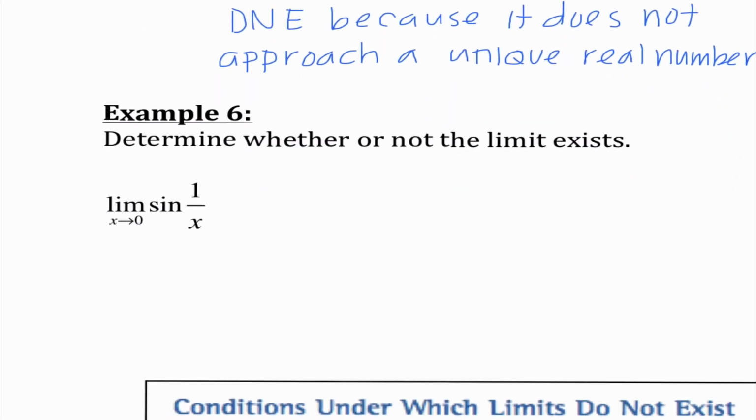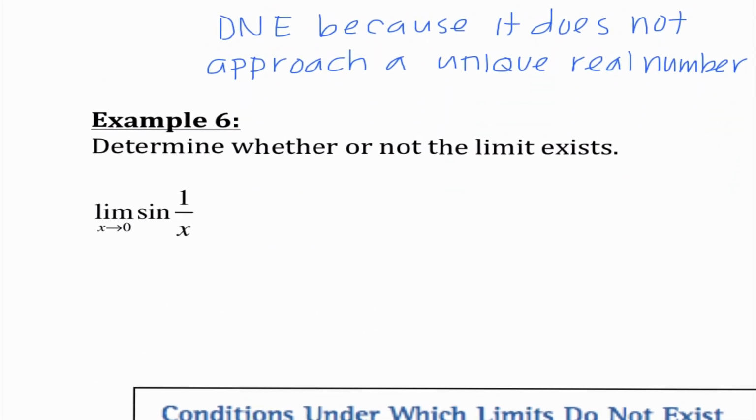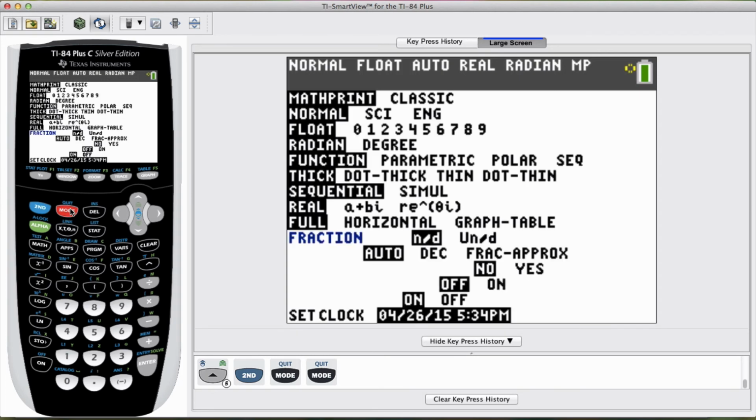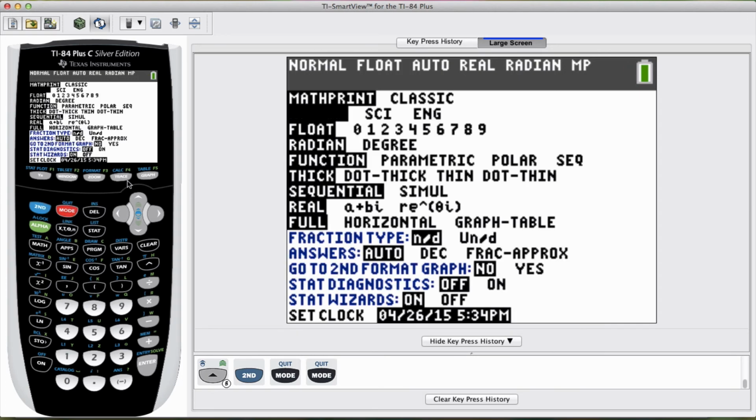So moving on here to number 6, it says determine whether or not the limit exists. So here I have a trig function, and so I'm just going to make a quick note that whenever we see something that is trig, our mode, M-O-D-E, should be in radians. So we're going to transition back to our calculator. As I said, we need to go into our mode and make sure we're in radian. Remember, if you're not, you would just use your arrows and then press enter and it would be highlighted.